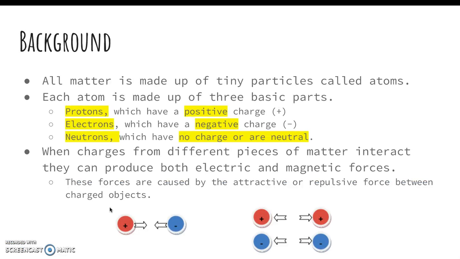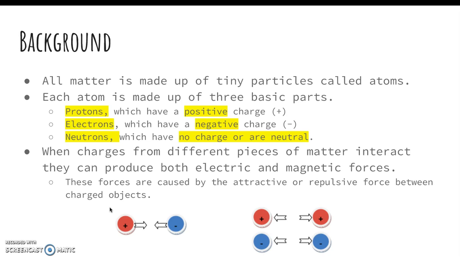Okay, so here's some background information on electricity. Electricity and magnetism are closely related by the fact that they are caused by negative and positive charges in matter. All matter is made out of tiny particles called atoms. Each atom contains three parts: protons, which have a positive charge, electrons, which have a negative charge, and neutrons, which are neutral or have no charge.